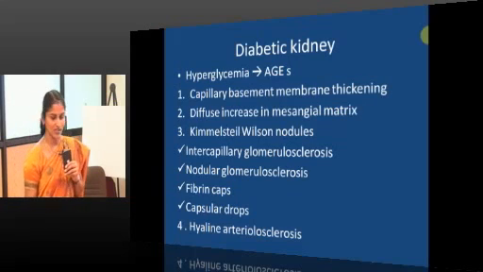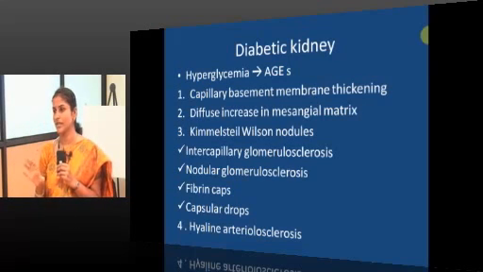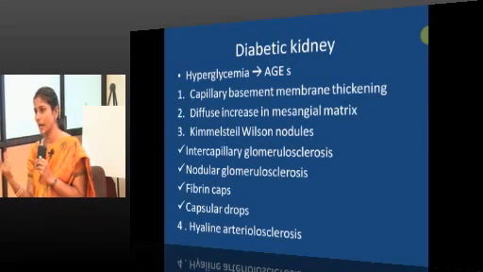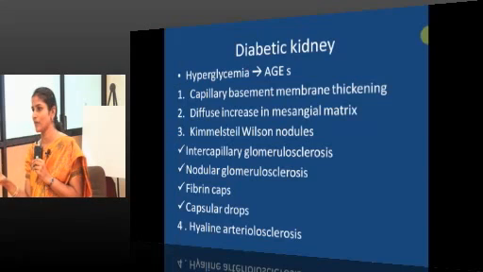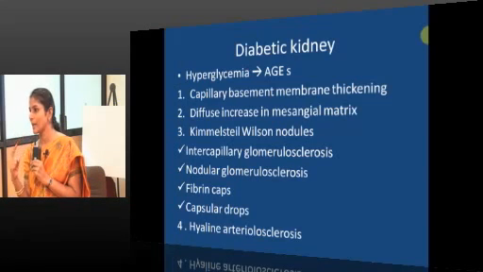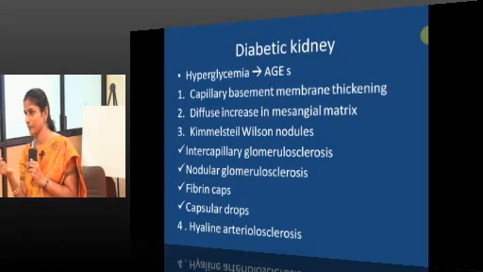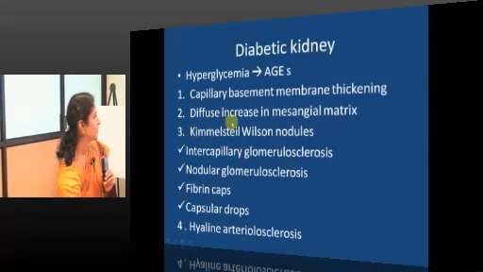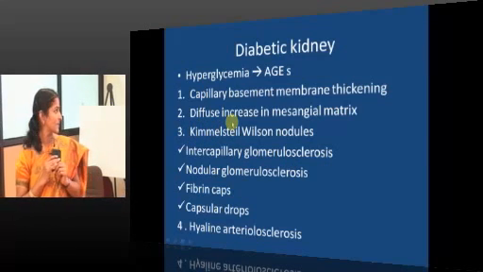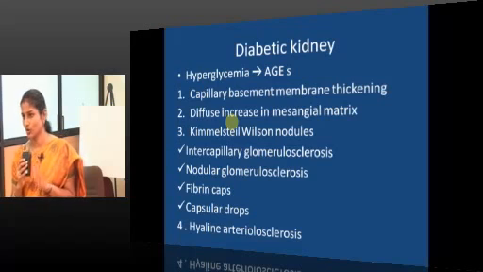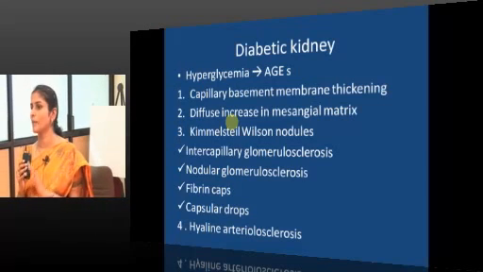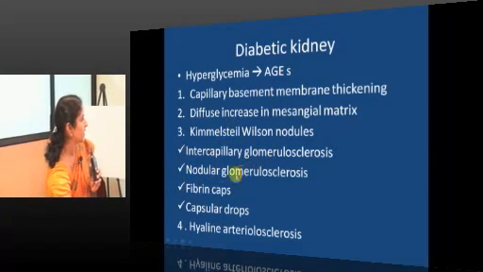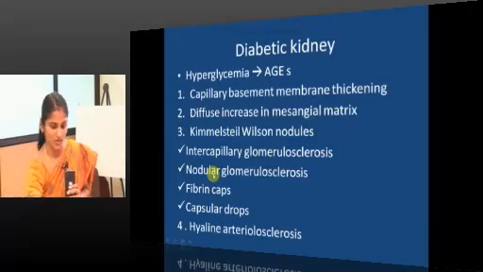So, the features specific to diabetic kidney include: the first change to happen, and the most uniform change, will be the diffuse thickening of the capillary basement membrane of the glomeruli. That will be the first event with elevated sugar levels, and then there will be a diffuse increase in mesangial matrix and Kimmelstiel-Wilson nodules, the most specific lesion for diabetic kidney. This is actually called intercapillary nodular glomerulosclerosis, you can see.